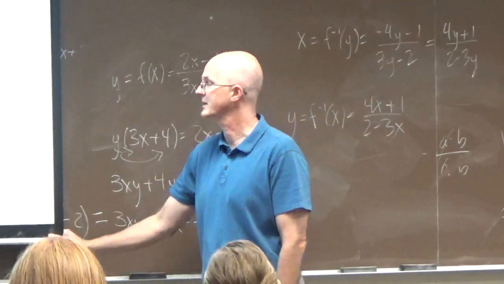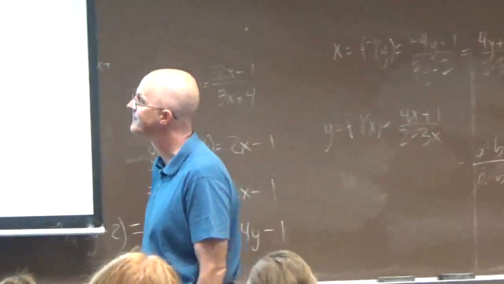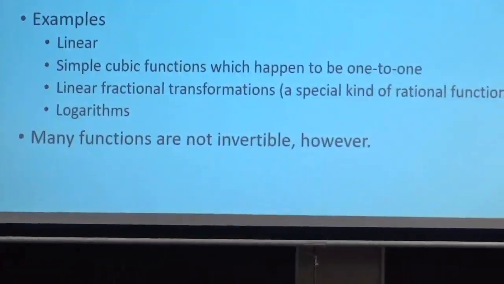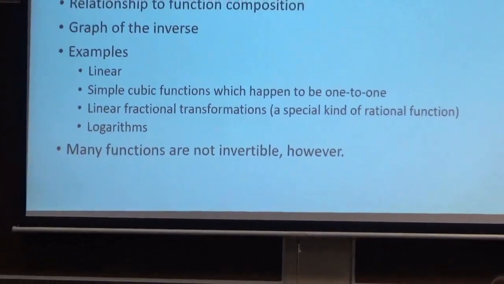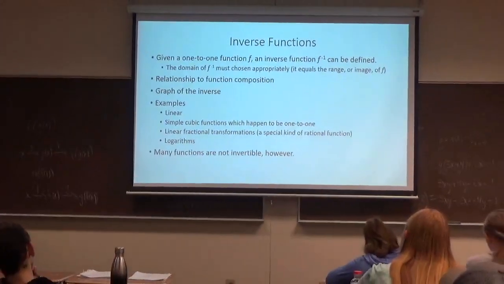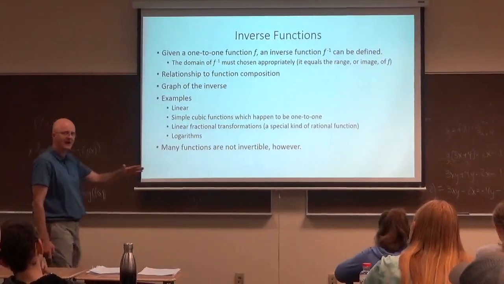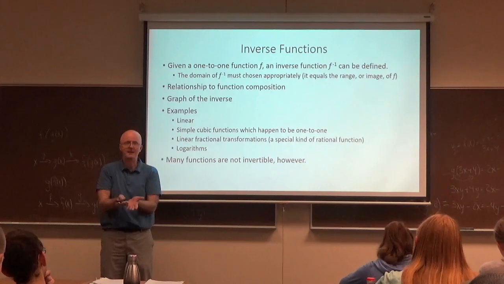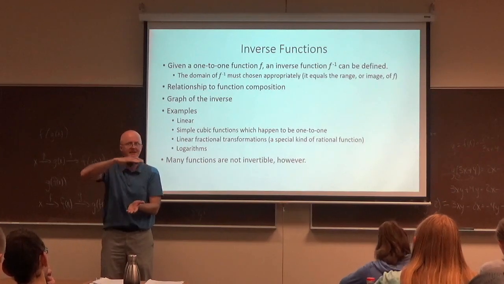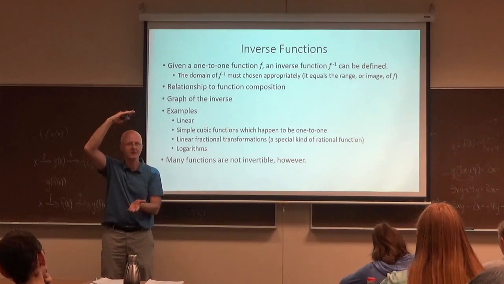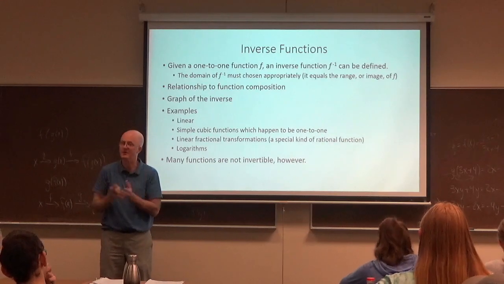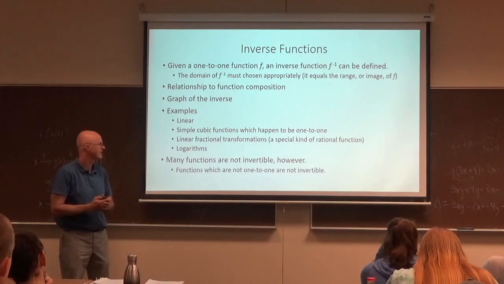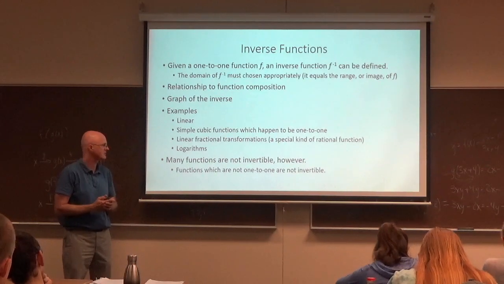Logarithms are also an example. We'll save that for Wednesday. Many functions are not invertible, however. They're not one-to-one. They fail the horizontal line test. There are horizontal lines that go through the graph more than once, like graphs that are parabolas. There are many horizontal lines that go through them more than once. They're not one-to-one. They're not invertible. Functions which are not one-to-one are not invertible.